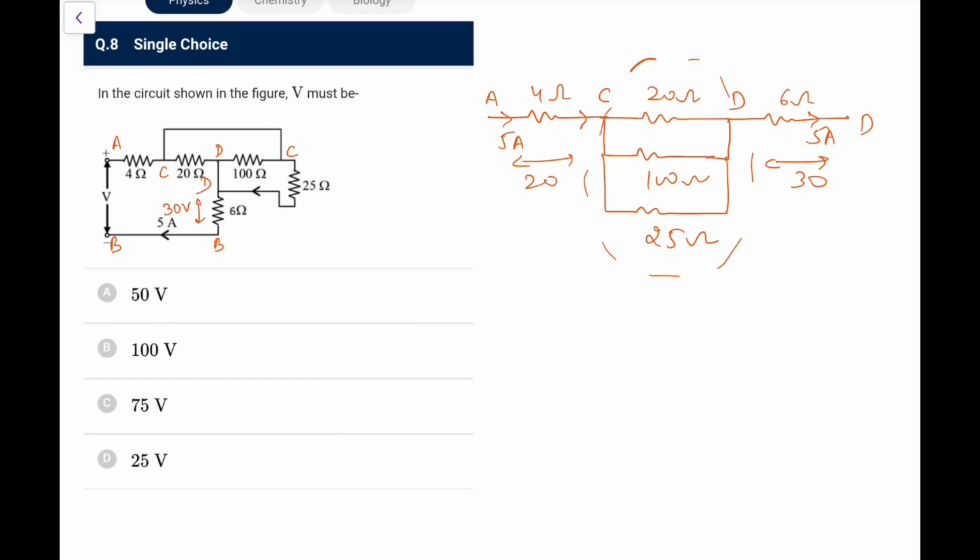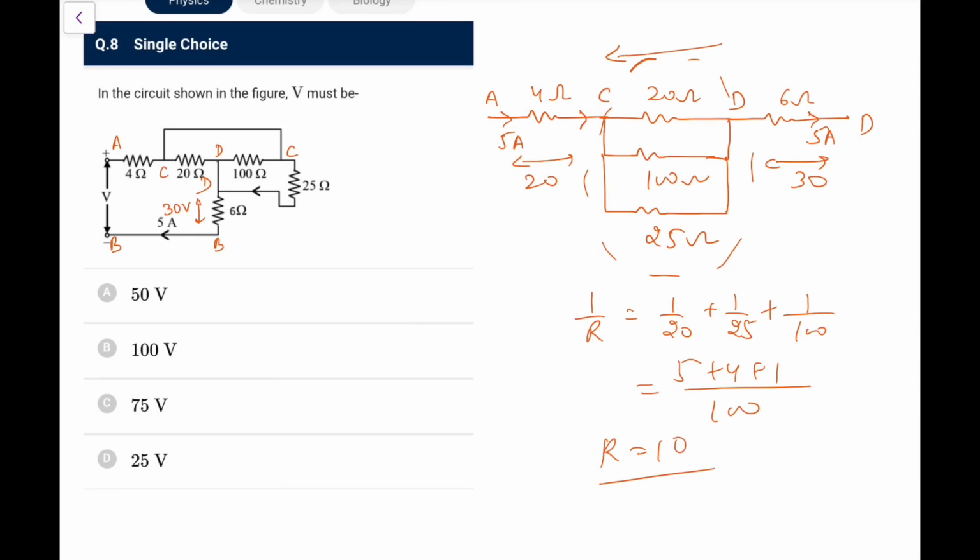What is the combo? 1 by R is 1 by 20 plus 1 by 25 plus 1 by 100. LCM will be 100. So it is 5 plus 4 plus 1, so 10 by 100, so R comes out as 10. So 10 into 5, that would be 50. So 50, 30, 20. So the total drop, let me again calculate, 50, 30, 20, that is 100 volt, option B.